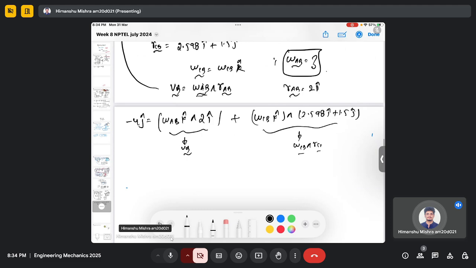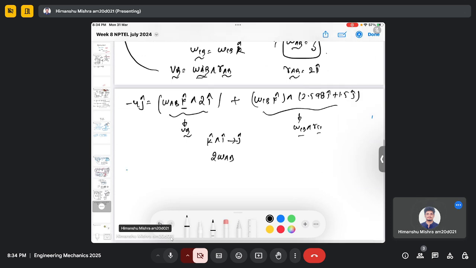So now you can see that it's the cross product of the k component with the ith component. So this will give you the jth component, minus jth component, and the magnitude will be 2 multiplied by omega AB. So this quantity is in the minus j direction. So it is 4j minus 2 omega AB j.